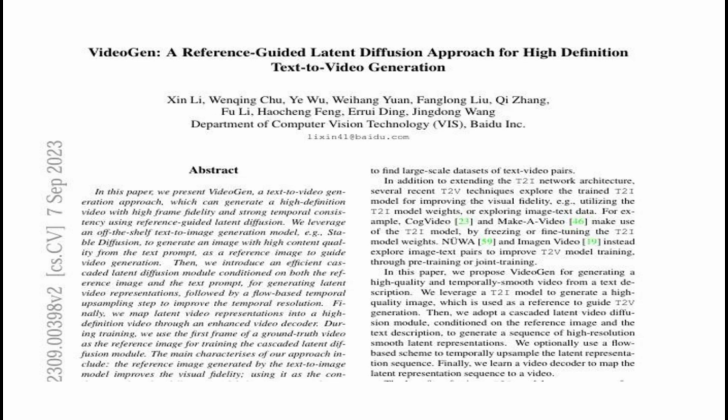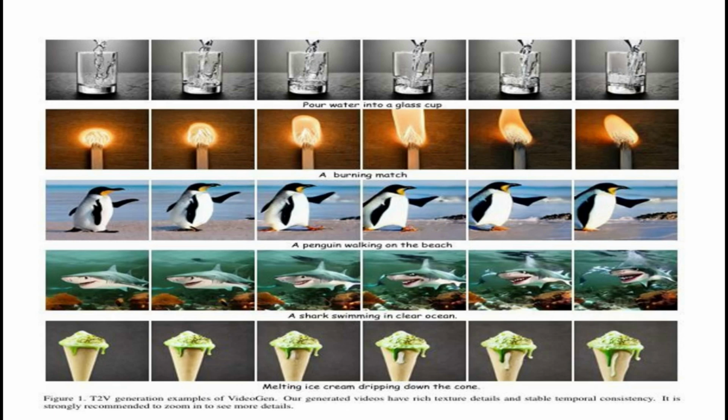The process begins with AI generating a high-quality image from the text prompt. Then, a cascaded latent diffusion model extends this into a full video while ensuring high fidelity and seamless transition. Finally, a flow-based upsampling technique refines the motion and enhances clarity. This approach significantly improves video quality and motion consistency, setting a new benchmark in AI-generated video.